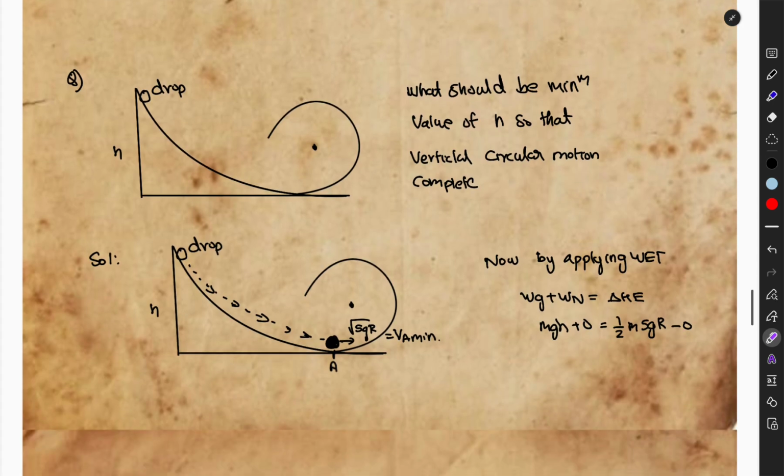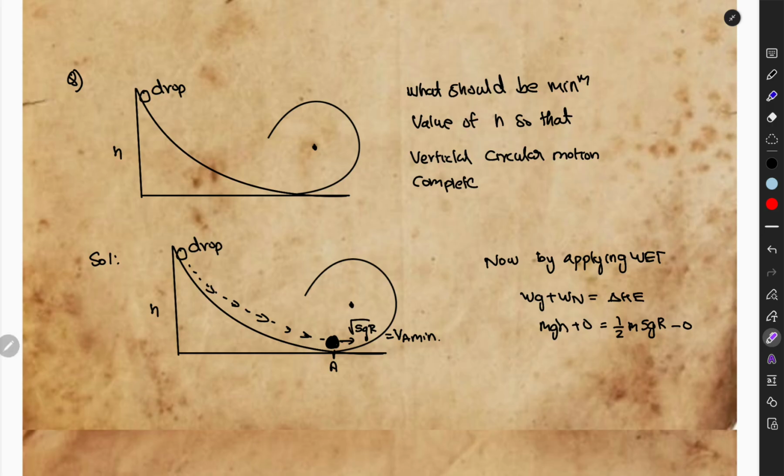Okay, this is an interesting question and this is an easy question as well. So there is a ball kind of thing which is dropped, okay, and this is going to be a circle which is cut here, right? What should be the minimum value of h? This is h, okay. What should be the minimum value of h so that it completes the vertical circular motion?